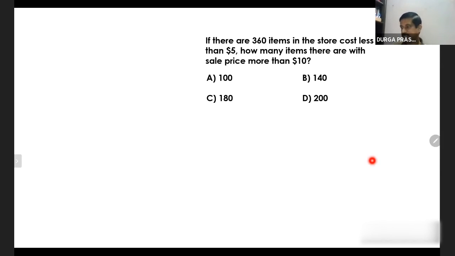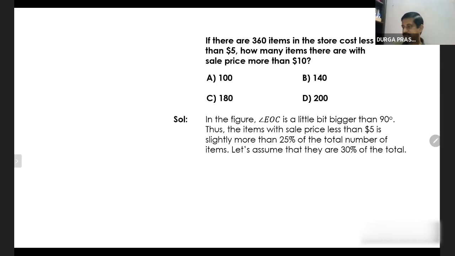So we should see the percentage of items that cost less than $5. Based on it, you can get the comparison. So EOC is a little bit bigger than 90%. We need to go back to the diagram, but you can check it yourself. The item sale price less than $5 is slightly more than 25% of the total number of items.